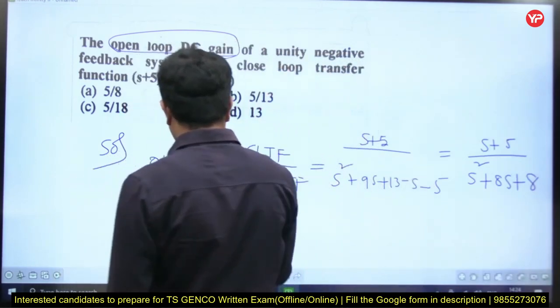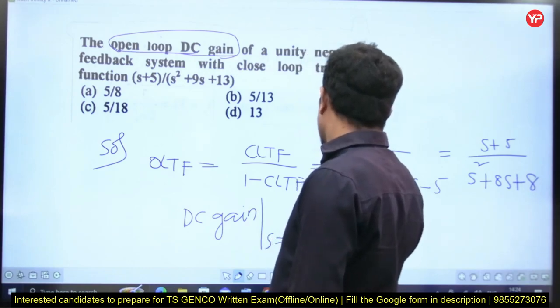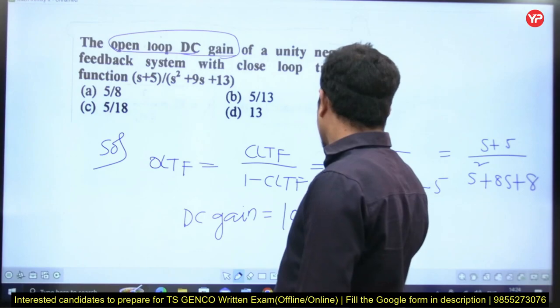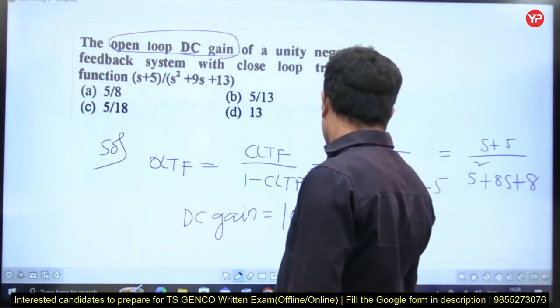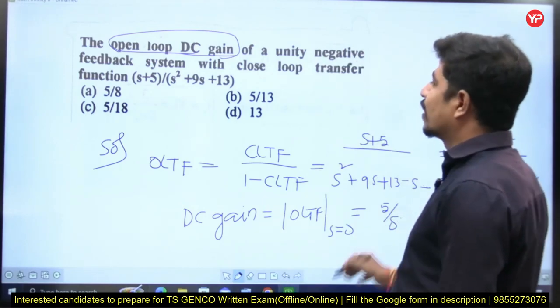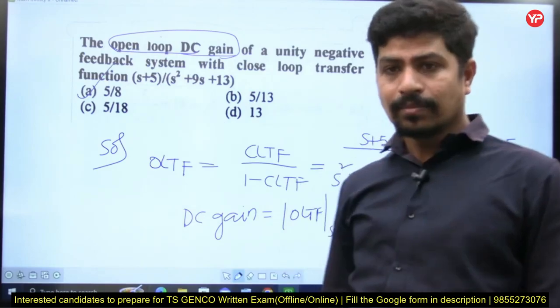So what does it mean by DC gain? You have to put S is equal to 0. DC gain means OLTF magnitude at S is equal to 0. If you do that, you're going to get 5 by 8. Answer is 5 by 8, because he asked open loop DC gain.